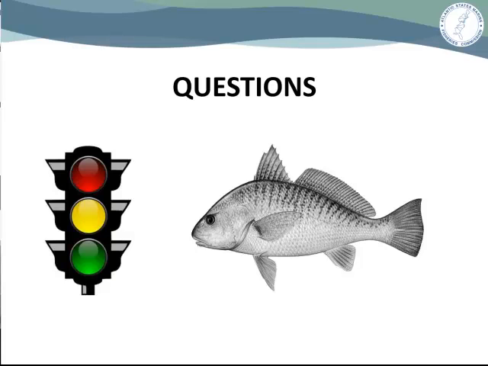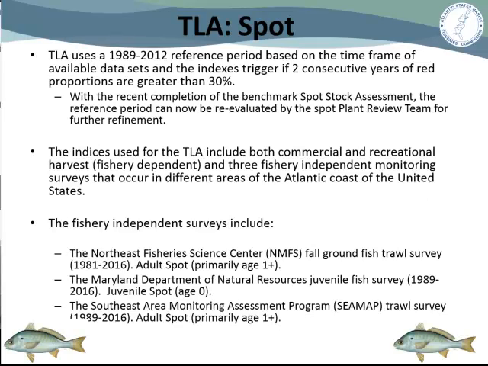Okay, so I'll go to the next slide, which is, now we're going to talk about SPOT. SPOT uses a 1989 to 2012 reference period, which was based on available data sets. And again, it triggers if 2 consecutive years of red proportions are greater than 30%. One note, with the recent completion of the SPOT stock assessment, in addition to looking at the age-partitioned traffic light, one of the things we may end up looking at is examining the reference time period depending on what data sets are being used and if we incorporate any more.